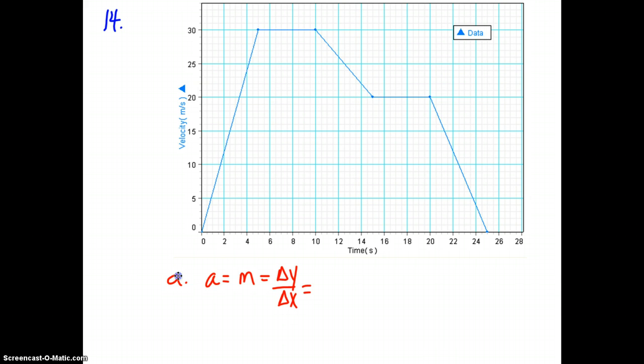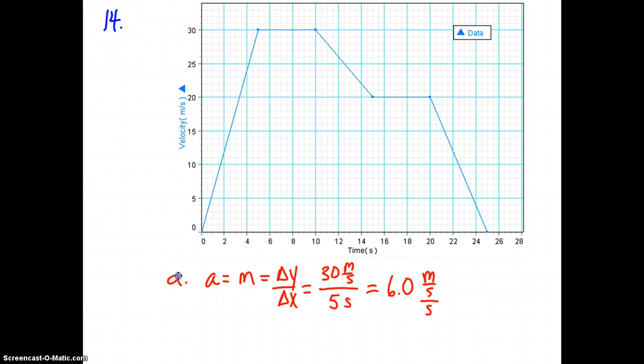And for problem A here, they want during the first 5 seconds of travel. So our change in y looks to be 30 meters per second. Our change in x looks to be 5 seconds. And so we get a slope, 30 divided by 5 is 6. 6.0 for 2 digits, and that would be meters per second per second.